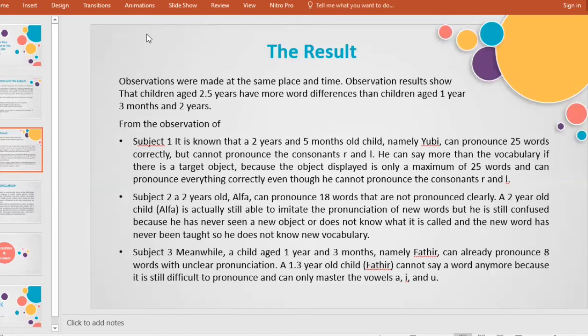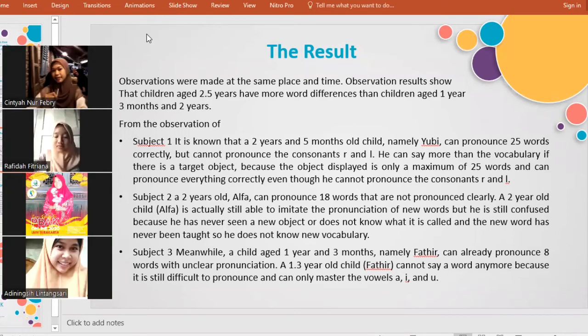Observation results show that children age 2 years and 5 months have more word differences than children age 1 year, 3 months, and 2 years. From the observation of the first subject, it is known that a 2 years and 5 months old child, namely Yubi, can pronounce 25 words correctly, but cannot pronounce the consonants R and L. He can say more than the vocabulary if there is a target object. Because the object displayed is only a maximum of 25 words and can pronounce everything correctly, even though he cannot pronounce the consonants R and L.